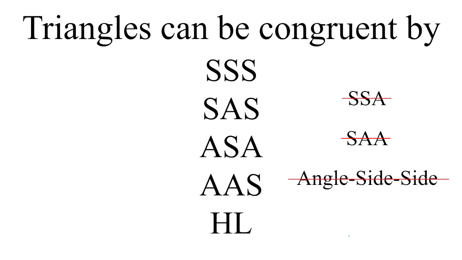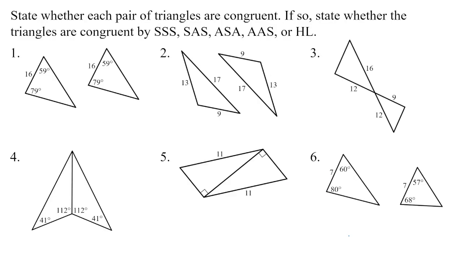So now, let's look at some examples. State whether each pair of triangles are congruent. If so, state whether the triangles are congruent by side, side, side, side, angle, side, angle, side, angle, angle, angle, side, or hypotenuse leg. Well, if you look at number 1, we know that these two angles are congruent.